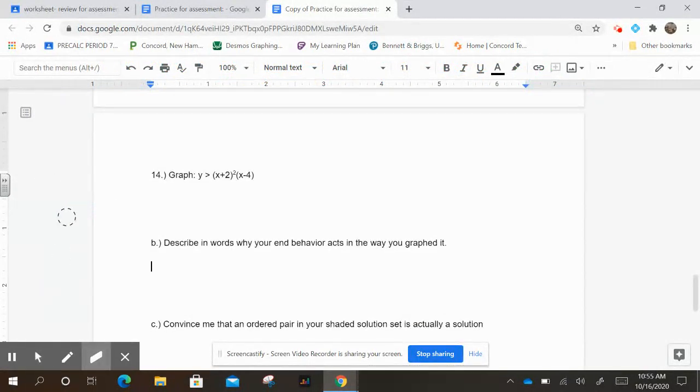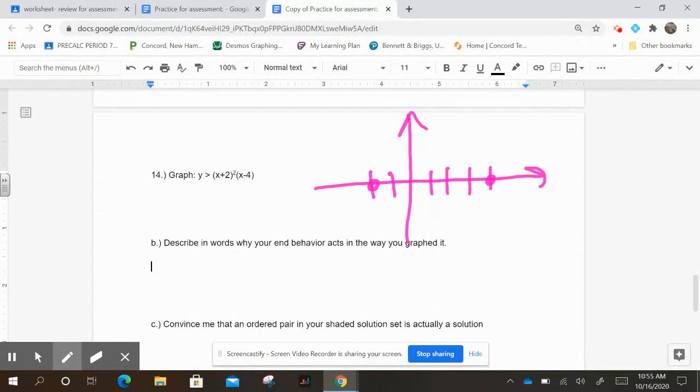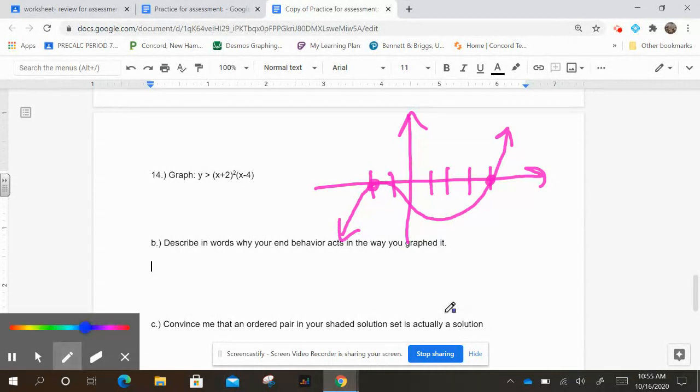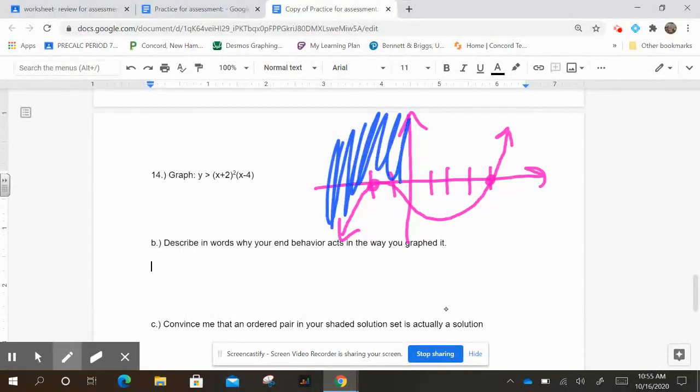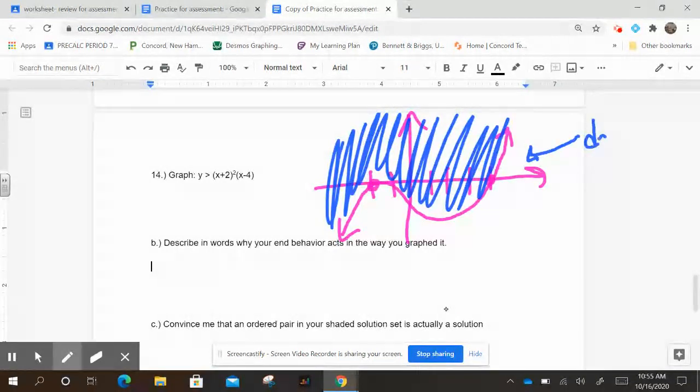Okay, next one. To graph this, this is a positive cubic, so it's going to go through at -2 and at 4. I'm going to bounce off right here. I'm going to go through. Now on this one, you have to shade, and it's greater than, so you're going to shade up. Okay, I messed up. This line should be dotted. Sorry, my bad. So that's going to be a dotted line going up.